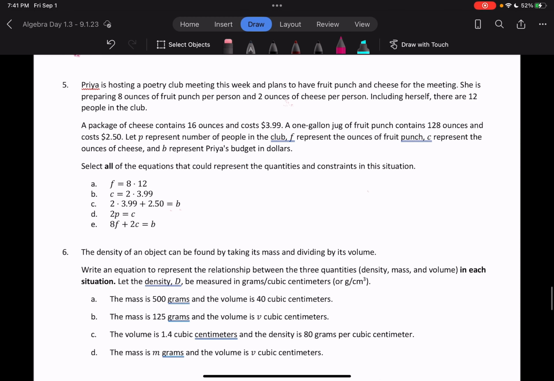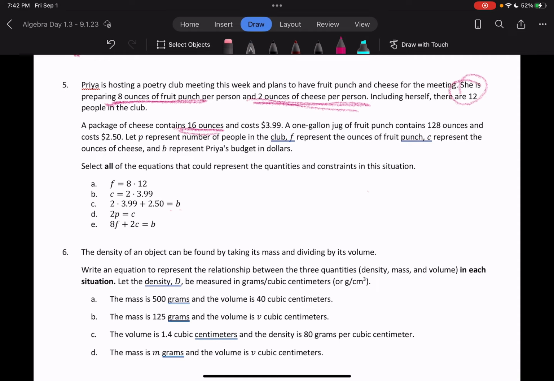All right, number 5 is a little tricky because you have to think about ounces and money and people, and there's just lots of different variables we're looking at. So Priya's having a meeting. She wants to have fruit punch and cheese. She wants 8 ounces of fruit punch per person, 2 ounces of cheese per person. Including herself, there are 12 people in the club. A package of cheese contains 16 ounces.